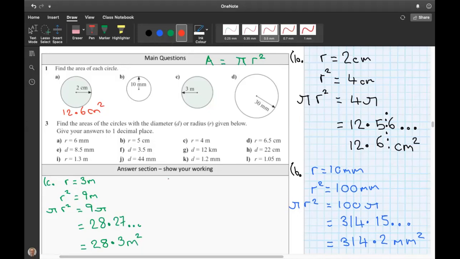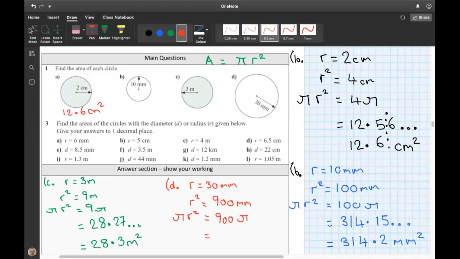Finally, part D. This time our radius was 30 millimetres. And as you're going to see, it's going to look like a very similar answer to question C. The only thing that's going to change here is our placeholders. So r squared is going to be 900 millimetres, pi r squared, 900 pi.